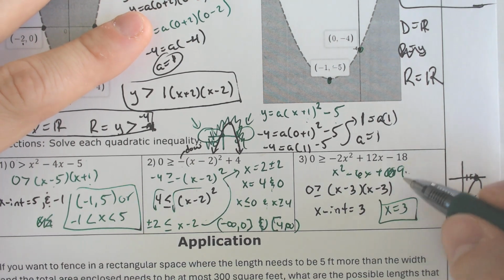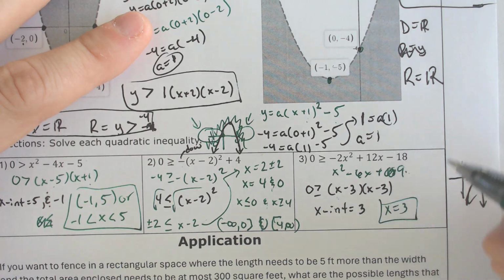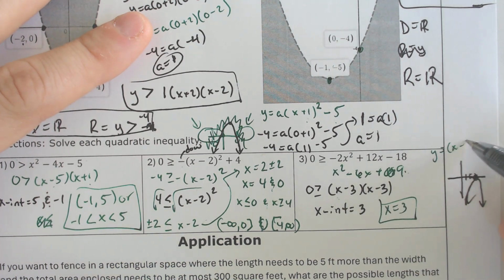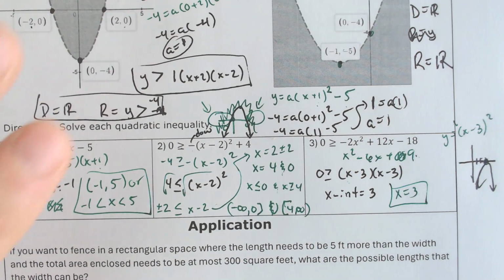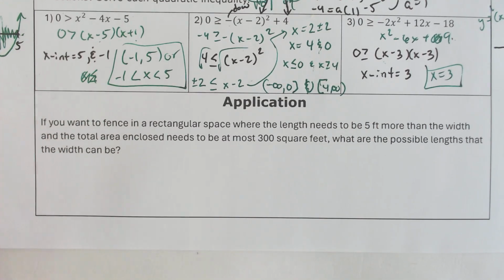That's because this is also vertex form: x minus 3 times x minus 3 is y equals x minus 3 squared. It's just shifted to the right by 3. Okay? So, one more application problem. I know this seemed like a longer video. Apologize. Didn't think it would be.